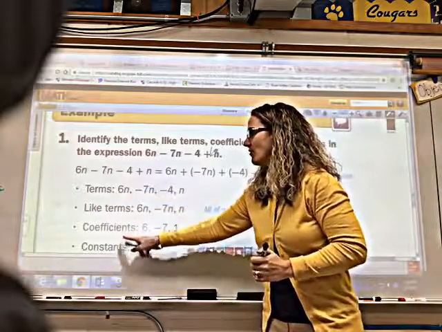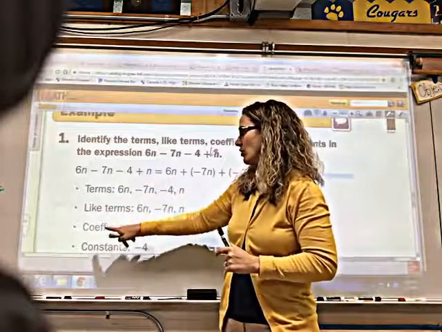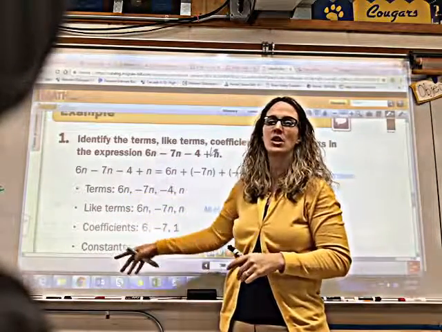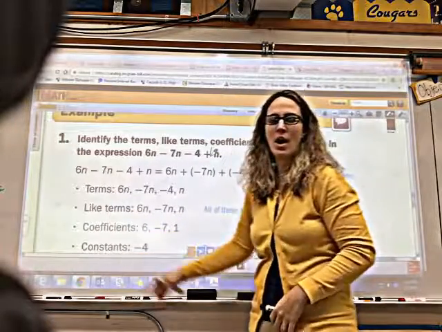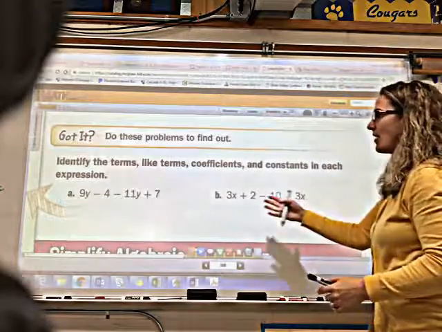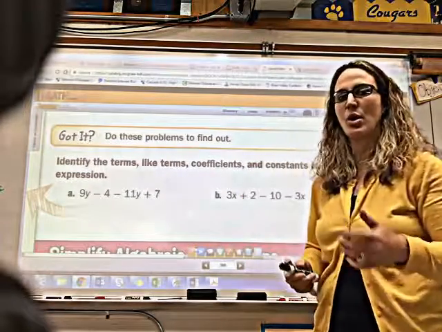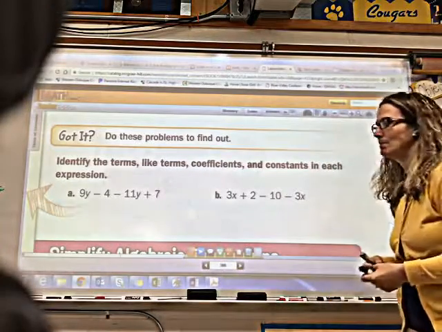Again, you're going to be identifying those 4 pieces. Please make sure as you write them out, you identify terms, like terms, coefficients, and constants. Don't just put numbers down there, because if you do, then we're not exactly sure if you know which one is which. So for the examples that you have here, I would like you to take a minute to pause your video and then come back and we'll check your got it problems A and B.